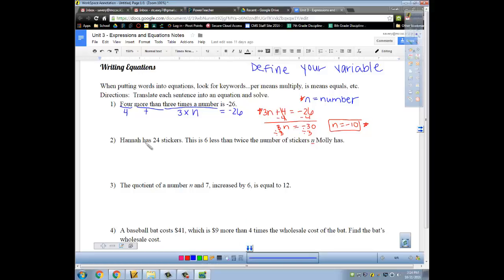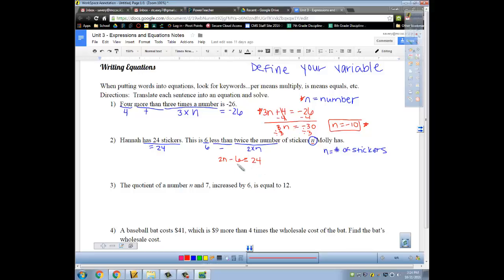Okay, number 2, Hannah has 24 stickers, so that's the total, that's what it's going to be equal to. This is 6 less than, which means minus, twice the number, so that's 2 times n. And they told me n stands for stickers, so that's my variable. N stands for number of stickers. Okay, so I'm going to put this together. Put your variable first. So 2 times n is going to be 2n. I have 6 minus, so minus 6 equals 24.